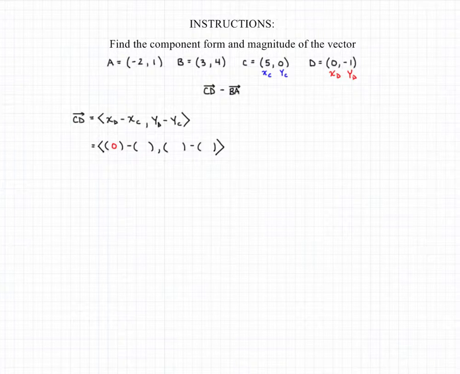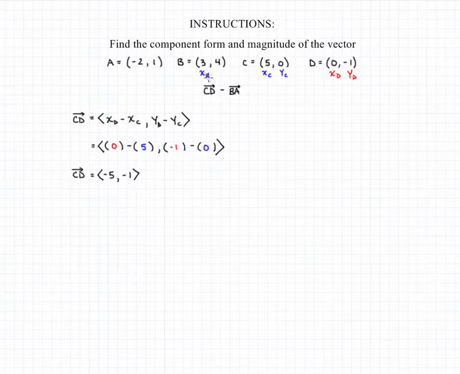So we're going to have 0 minus 5 for our eventual x component, and negative 1 minus 0 for our eventual y component. And if we work that out, we figure out that the individual component form for the vector CD is negative 5, negative 1.